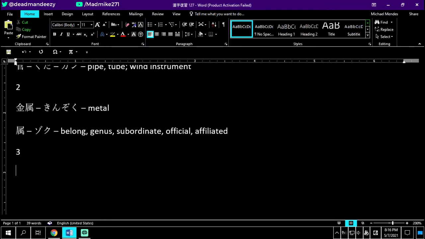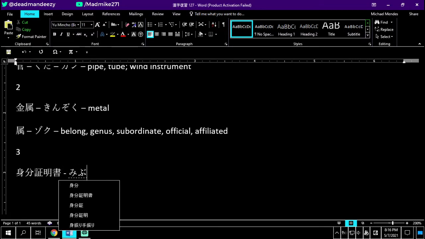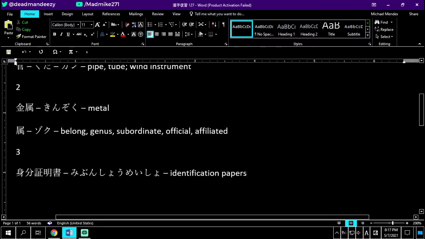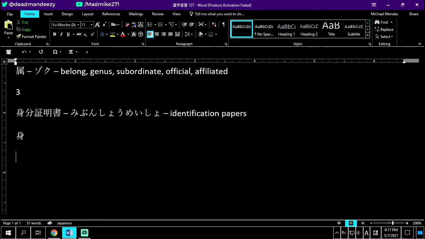Number 3. Our next word is the longest one we've done yet. Mibun sho meisho. Mibun sho meisho are identification papers. We have two new kanji here. Let's get into the discussion of the kanji first, and I think that'll inform how we get to identification papers. Shin. Mi or shin is our first one.